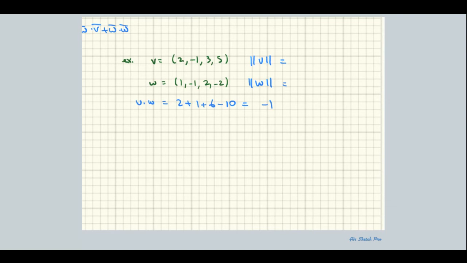I'm going to do the lengths here. This is the square root of 4 plus 1 plus 9 plus 5. And the other one is the square root of 1 plus 4 plus 5. So the cosine of the angle between them is negative 1 over the lengths. That's the important thing. The lengths are always positive. And so here I'm seeing 10 plus 29 is 39, right? Root 39 and root 10, which is negative 1 over root 390.